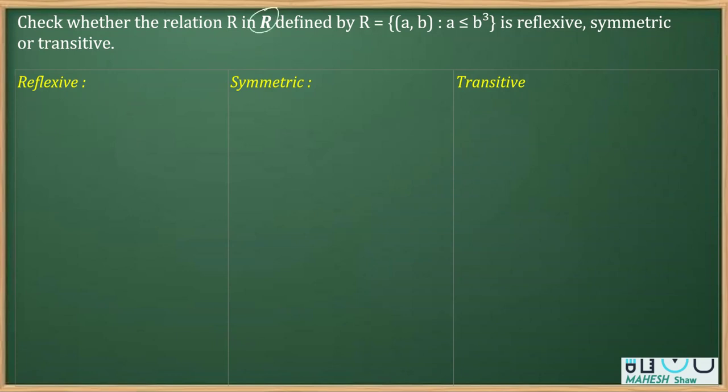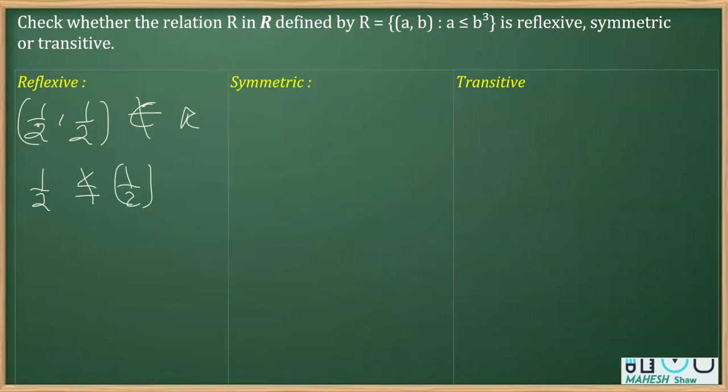As you know, the domain is all real numbers, so I need to check for other values. Say if I take (1/2, 1/2), it does not belong to R, as 1/2 is not less than or equal to (1/2) cubed. (1/2) cubed is 1/8, and in fact 1/8 is less than 1/2. So we'll say that here R is not reflexive.